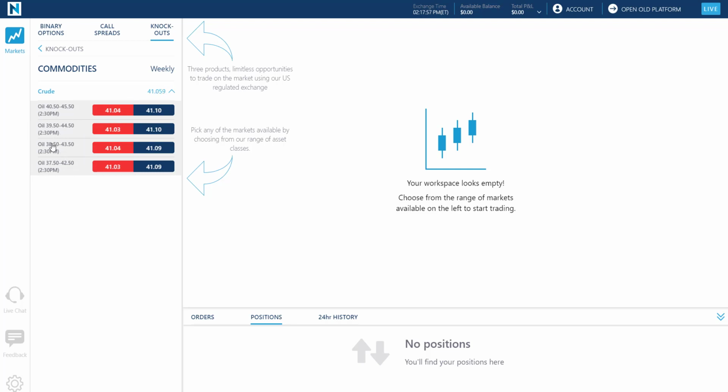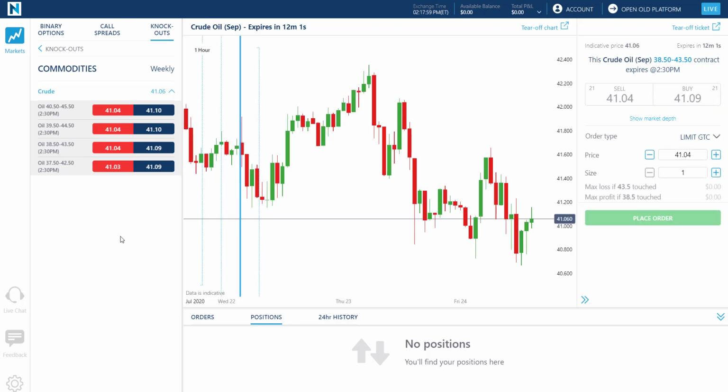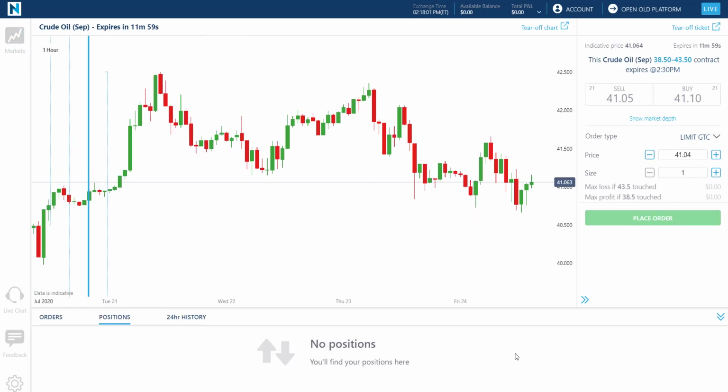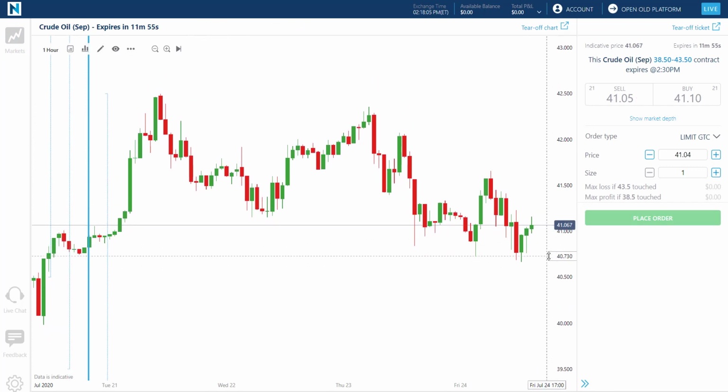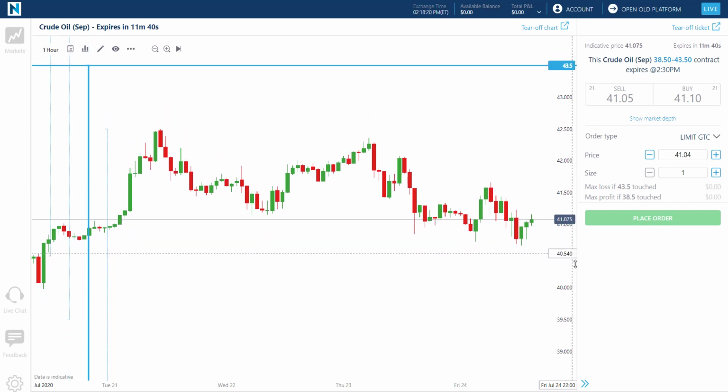Next, click on a specific contract you're interested in. This will populate a chart showing the price of oil as well as bring up an order ticket on the right-hand side of the platform. On the order ticket, you'll see the specifics for that knockout. This includes the range of the contract, the current indicative price of oil, and when the contract expires. For crude oil, the range is always $5.